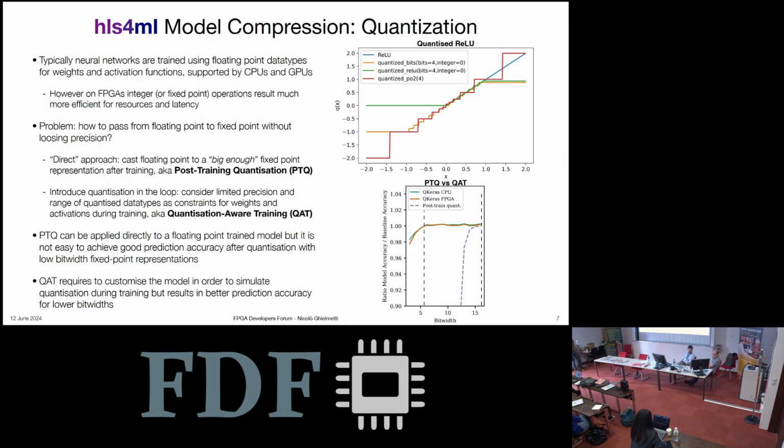One is post-training quantization, that is the most straightforward. The trained model is quantized, in fact, after training. This is very easy to apply and to integrate to machine learning models, to neural networks. But it doesn't guarantee good performance for low bit widths, as you can see from the dotted line in the right plot in this slide.